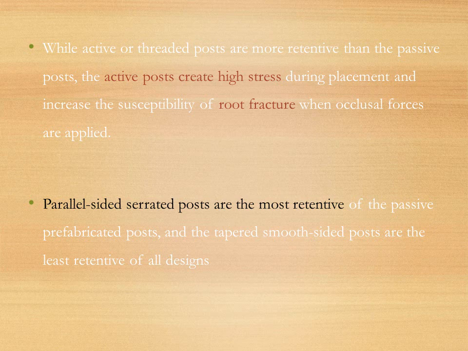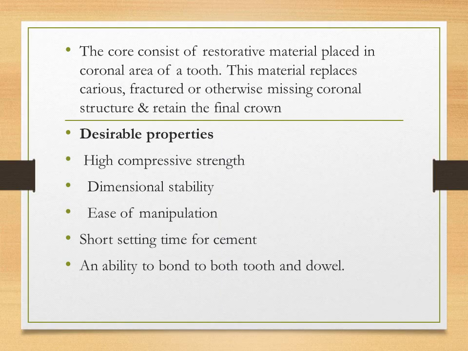So like I said, the active posts create high stress which can lead to root fracture, and the parallel sided serrated posts are the most retentive of the prefabricated posts, and the least retentive of course is going to be the smooth sided tapered posts. So the smooth sided tapered posts of course require a luting agent. There are different kinds of luting agents or cements which are available, which can lute the post into the canal, and I will be mentioning those cements in the later slides.